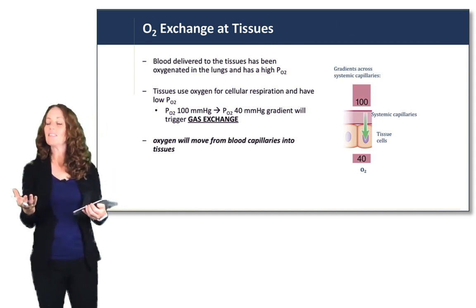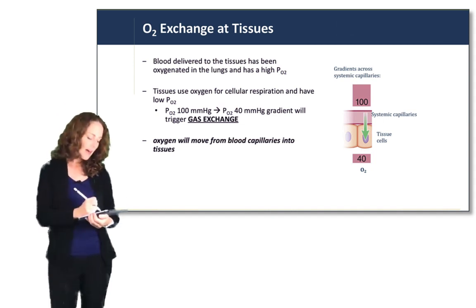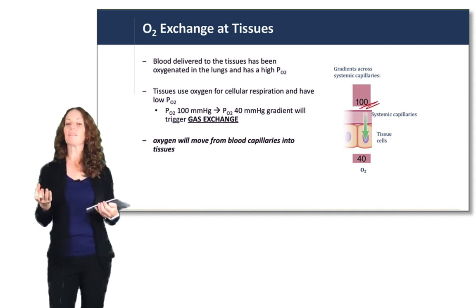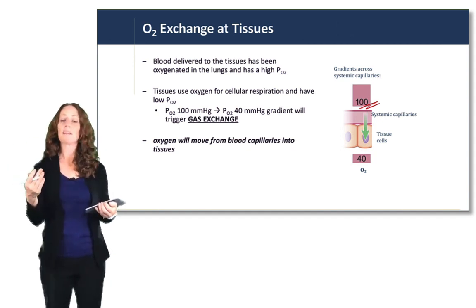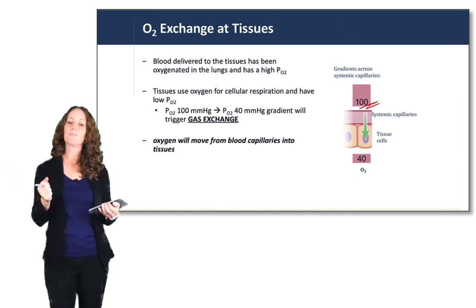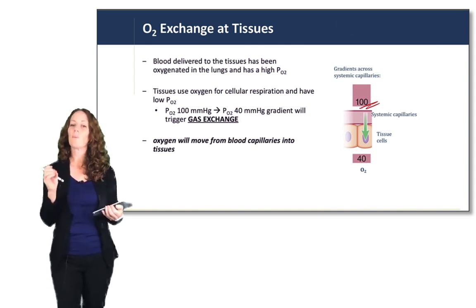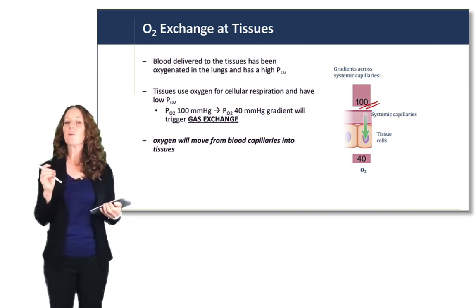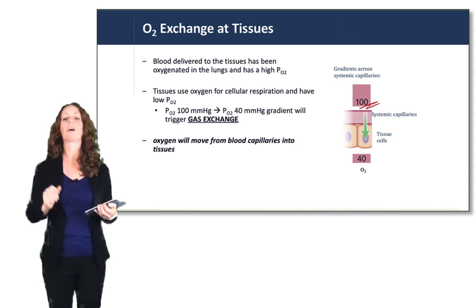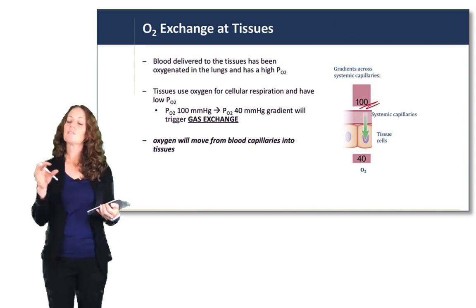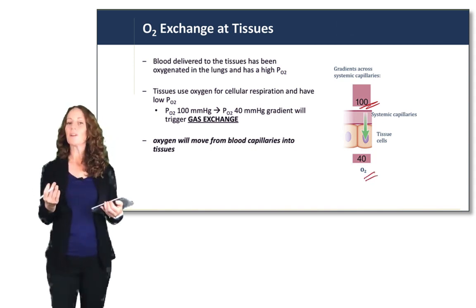As the blood leaves the lungs, it is now equilibrated with the alveoli at 100 millimeters of mercury. That blood travels through the systemic capillaries and reaches the tissues. The tissue cells have a low oxygen level. Why? They have a low oxygen level because they're using it during the process of cellular respiration. So the tissue cells are going to be at 40 millimeters of mercury.